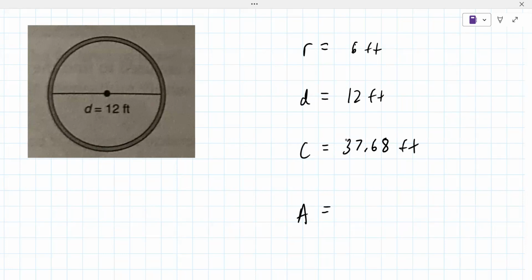Why did I get the same answer? It's not the same answer. So make sure you're using the right formula that you've written down a few times. Make sure you're using the right number for whatever you're using, whether it's radius or diameter.